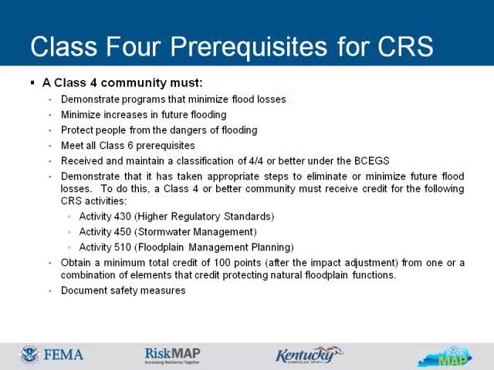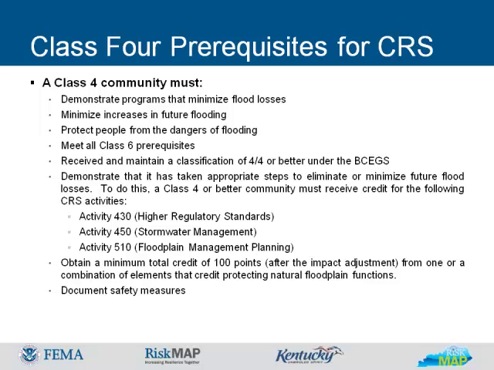A Class 4 or better community must demonstrate that it has programs that minimize flood losses, minimize increases in future flooding, protect natural floodplain functions, and protect people from the dangers of flooding. Even though it may not have enough points, a community that cleared most of the buildings from its floodplain with disaster assistance funds after a flood cannot be a Class 4 or better if it does not have an effective regulatory program to prevent a recurrence of the problem.